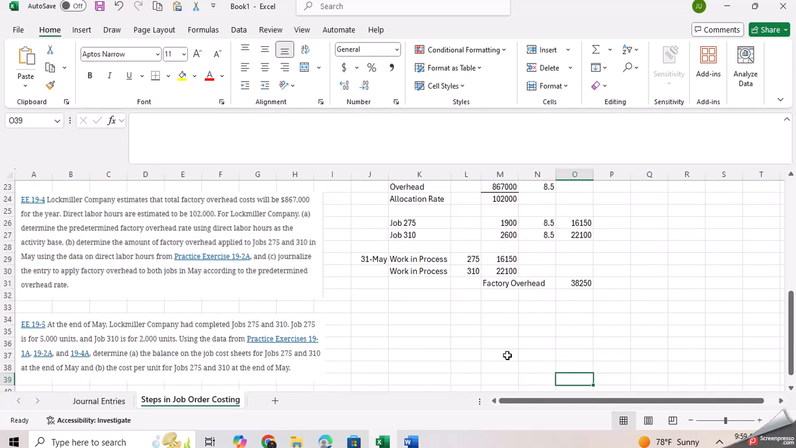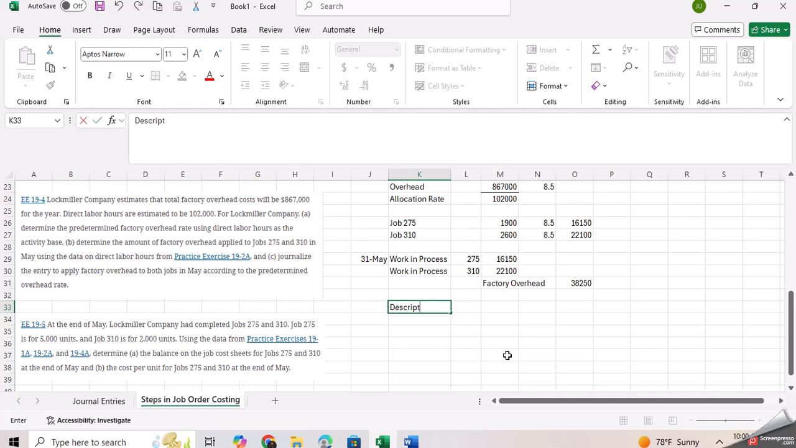Okay, then it says at the end of May, Lockmiller Company had completed jobs 275 and 310. 275 is for 5,000 units and job 310 is for 2,000 units. So using the data that we did above, determine the balance on the job cost sheets for jobs 275 and 310, and then their cost per unit. Okay. So we've got our description, and then we'll do job 275 and then 310.